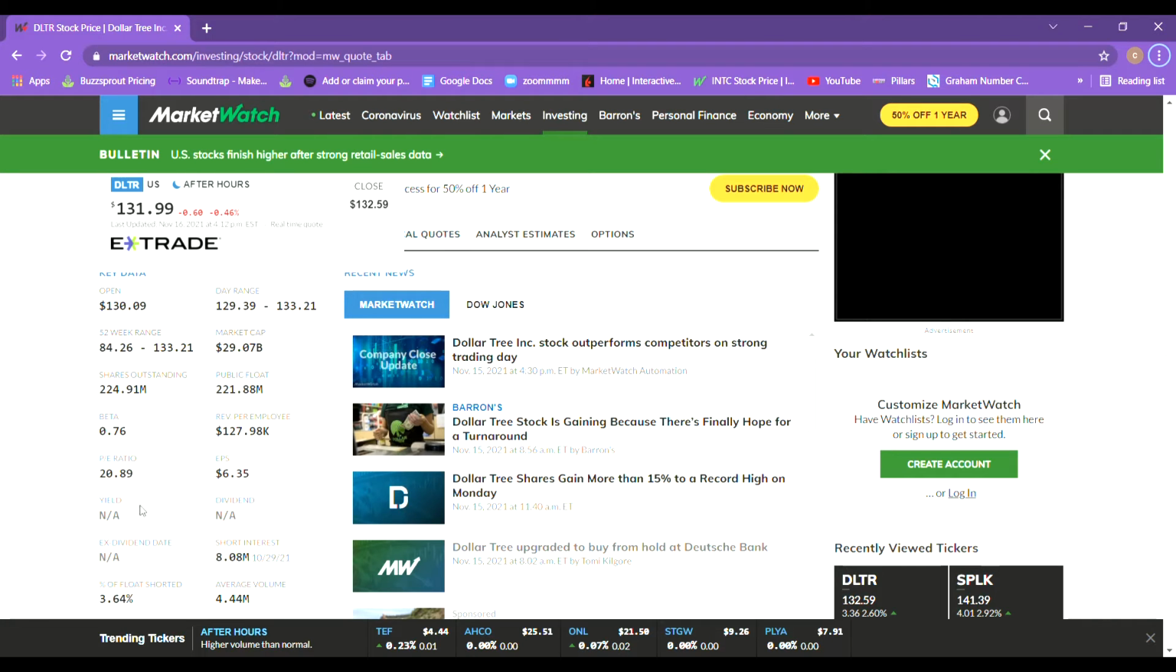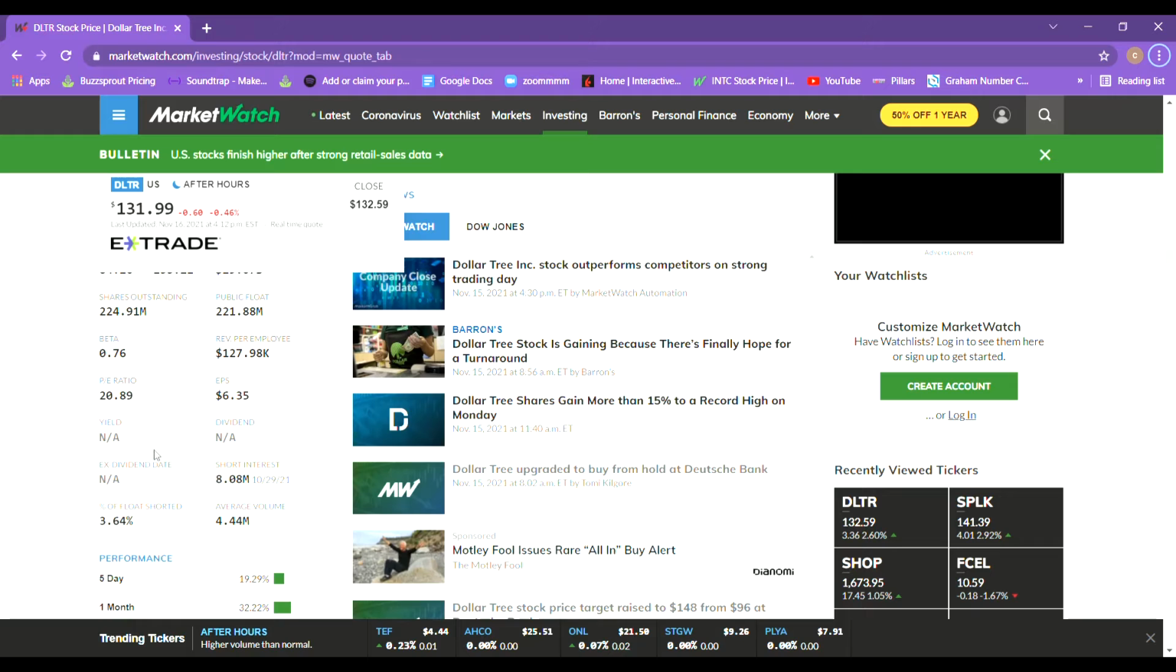So of course, the last thing I want to look at on the overview is if they offer a dividend. They currently don't offer any dividends, which is fine. They would rather reinvest the money back into the company.